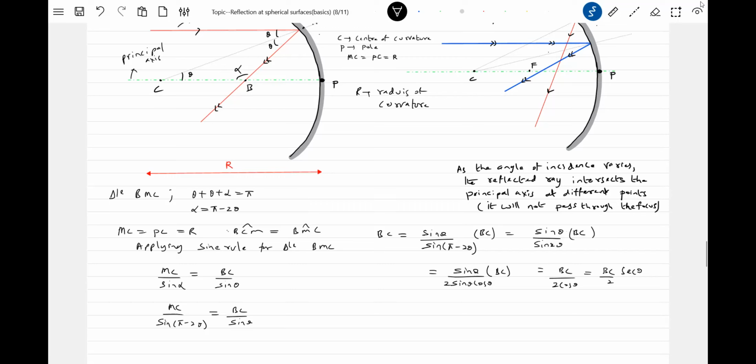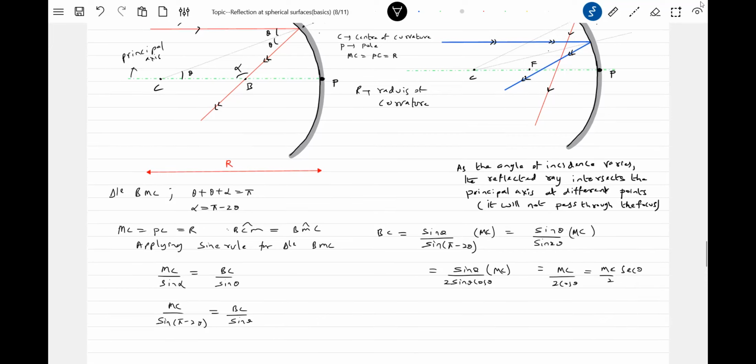I'll make a correction. What is MC? MC should be equal to R. Further, distance BC is equal to R by 2 secant theta. I'm interested in the distance PB.